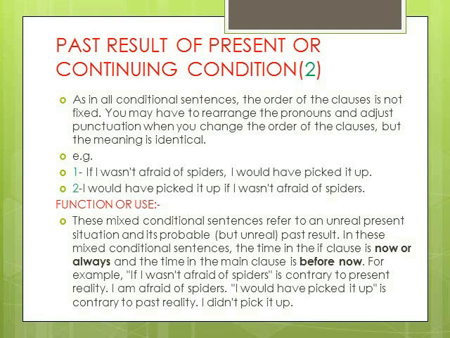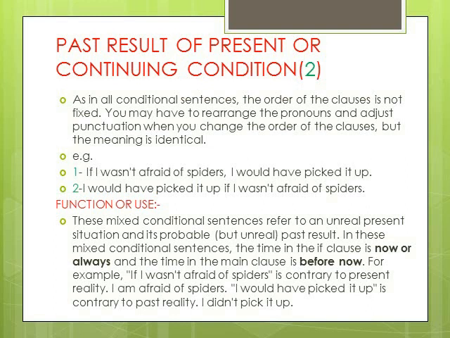Examples are given here, and through them we will get a better idea about the second type of mixed conditionals. If I wasn't afraid of spiders, I would have picked it up. I would have picked it up if I wasn't afraid of spiders. That means this person saw a spider and is expressing his fear and his regret also. If I wasn't afraid of spiders, that means he was afraid of spiders in reality. I would have picked it up, that means he hasn't picked it up. You can switch the if clause and the main clause. You start with the if clause, or you start with the main clause or the result clause.